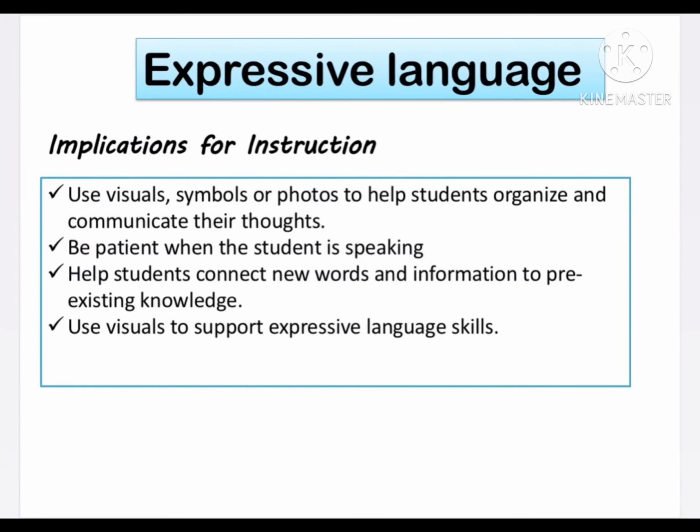Next is expressive language. Implications for instruction. First, use visuals, symbols, or photos to help students organize and communicate their thoughts. Second, be patient when the student is speaking. Third, help students connect new words and information to pre-existing knowledge. Fourth is use visuals to support expressive language skills.